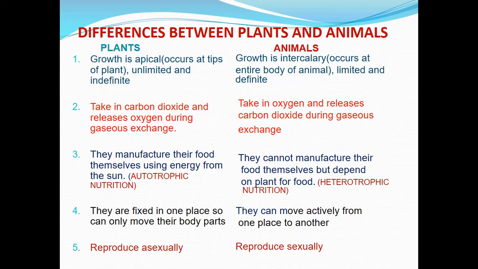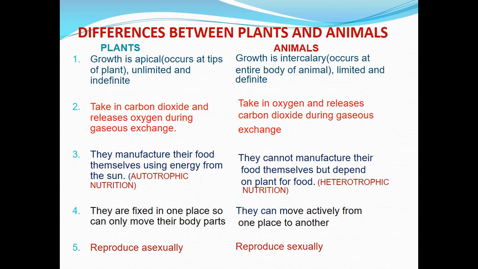Number 4. Under plants, they are fixed in one place, so they can only move their body parts. While under animals, they can move actively from one place to another, just like you do. Plants, they reproduce asexually. Animals, they reproduce sexually. There are other differences between plants and animals, such as under plants, response to stimulus is very slow, but under animals, response to stimulus is very fast.